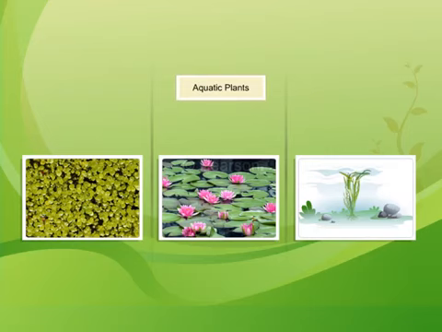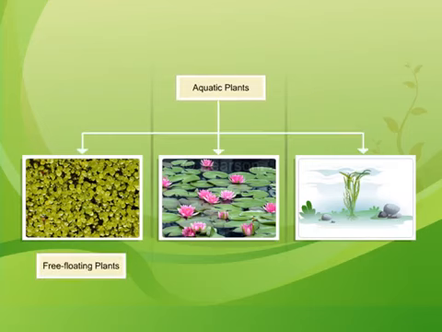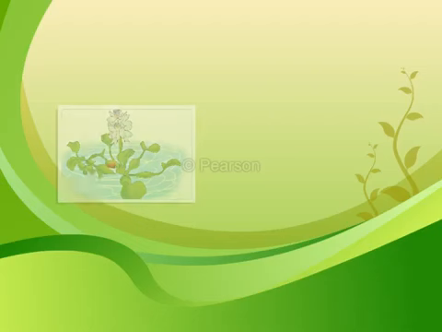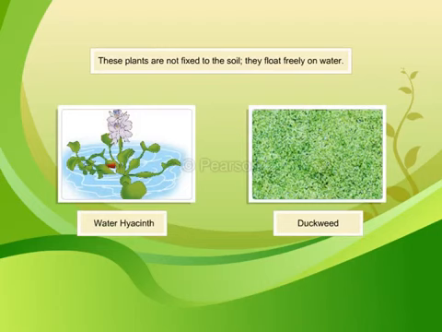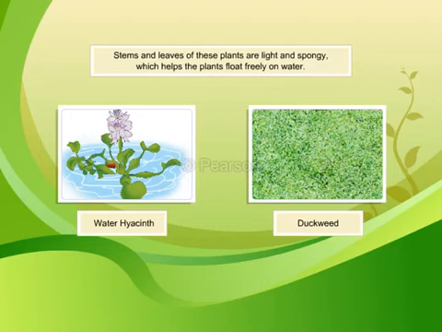Aquatic plants are of three types. They are free-floating plants, fixed plants, and underwater plants. The water hyacinth and duckweed are examples of free-floating plants. These plants are not fixed to the soil. They float freely on water. Stems and leaves of these plants are light and spongy. This helps the plant float freely on water.